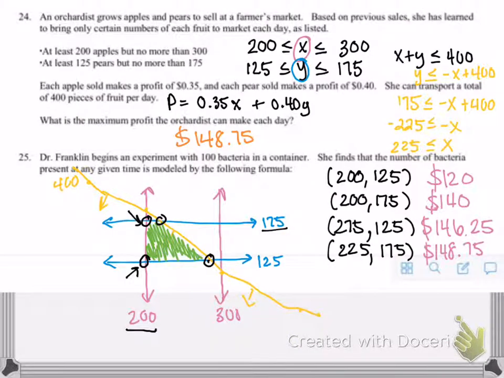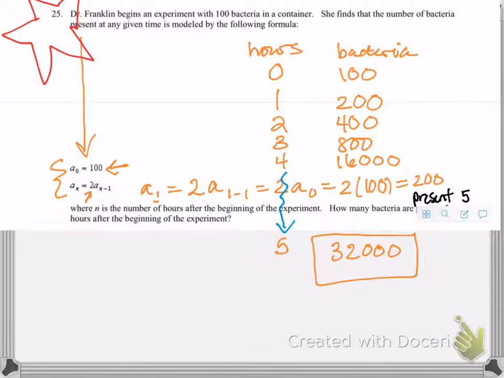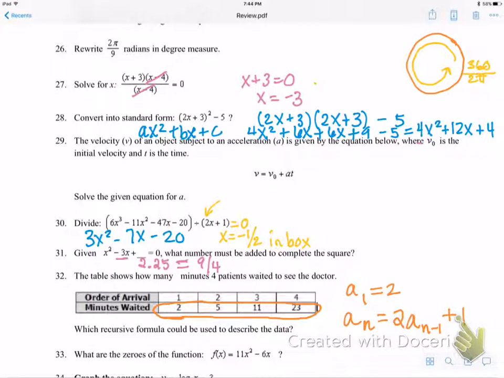And let's see if there's any others. Number 25. When I was looking through my answers, I noticed that I accidentally started adding extra zeros on it, so it should just be 3,200 instead of 32,000. And that's all of my bloopers for the first half of our exercises.